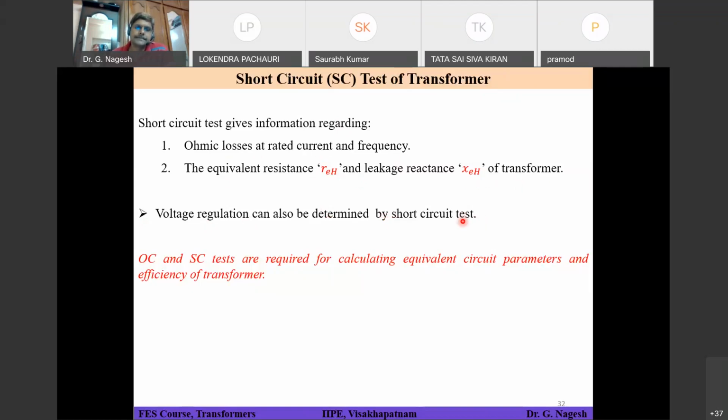Okay. Right. So the open circuit test and short circuit test are required for calculating equivalent circuit parameters and efficiency of the transformer. So we have seen how to get the equivalent circuit parameters, how to calculate efficiency once these open circuit and short circuit losses are given. That we'll see when we study the efficiency of the transformer.